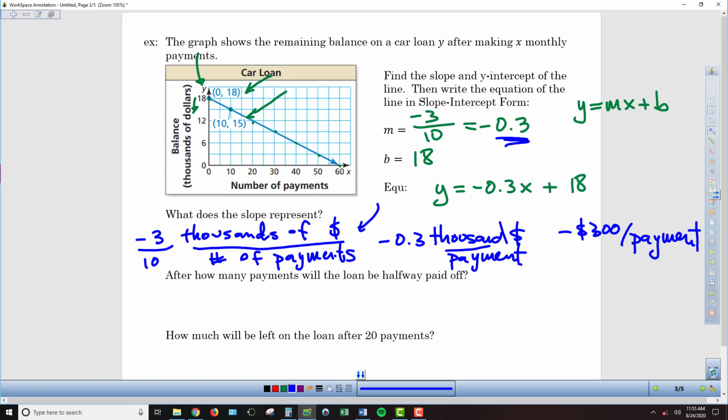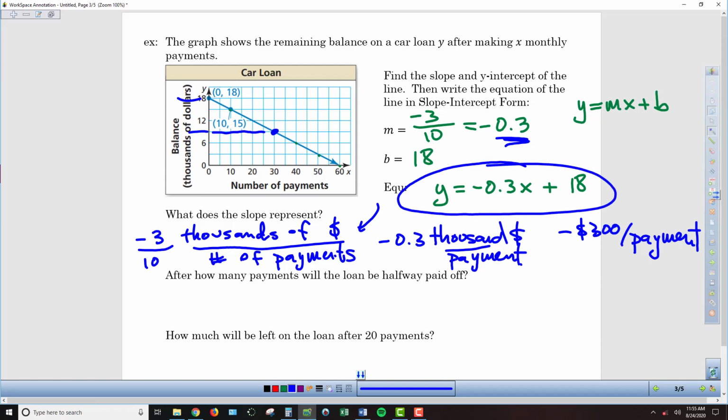But if we move on from there, the question says, after how many payments will the loan be halfway paid off? In this case, we could really interpret that information from the graph. If we kind of clean up the graph here a little bit, and look at our graph, we're starting off at a height of 18, so we're going to be halfway paid off when we're at 9. And so if I just kind of move across the graph, I can see that that's going to be after 30 payments. So we're kind of lucky that we can read it off the graph, but if we weren't so lucky, we'd have to use our equation that we have here.